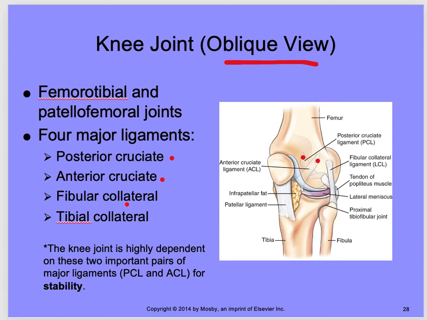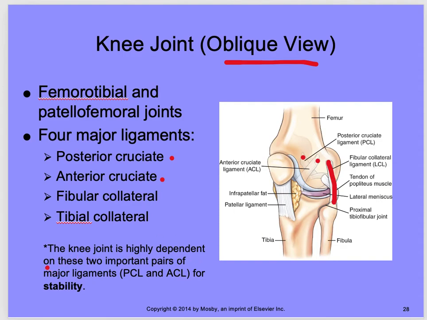The fibular collateral. And if we look at the fibular collateral, okay. So this is fibular collateral right here, okay, and the tibial collateral. Where is that tibial collateral? Here's your patellar ligament. They're not showing us the tibial collateral. It's evidently got to be on that other side.